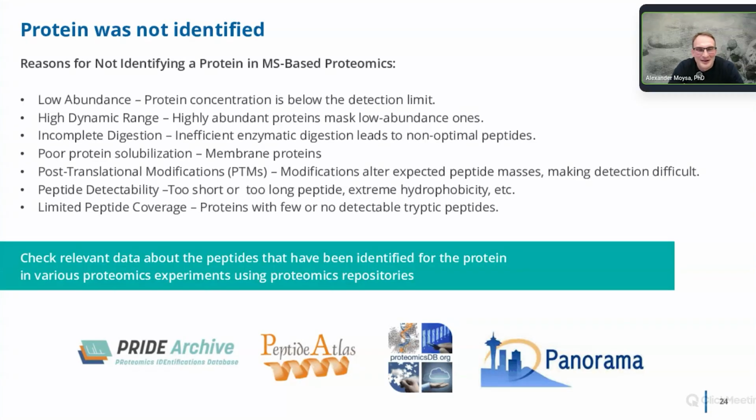Another very important question is when the expected protein wasn't identified. There are many possible reasons for it, such as low abundance of the protein, poor solubility, or inefficient digestion of the protein. However, if there is a defined set of proteins that must be identified, it is better to plan a targeted mass spectrometry method and check relevant data for this protein in different available proteomics repositories to check whether it is possible to detect and quantify this protein using a mass spectrometry-based approach.